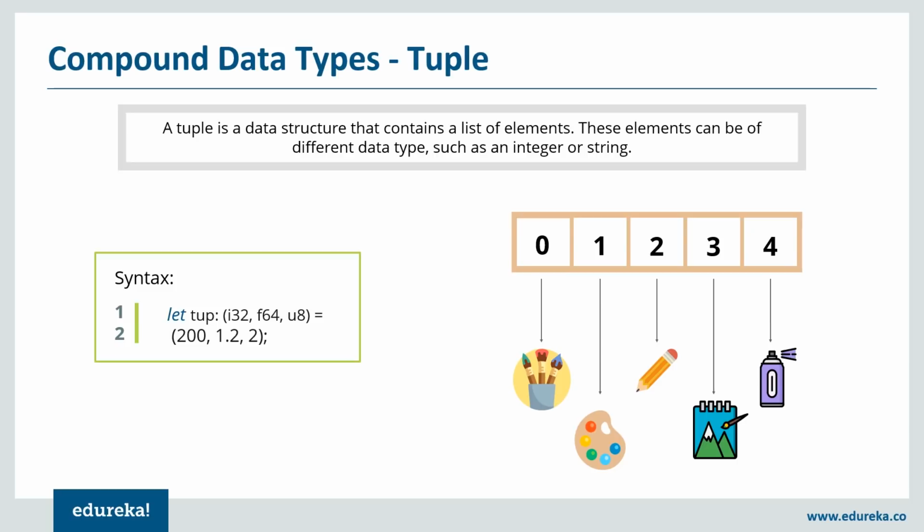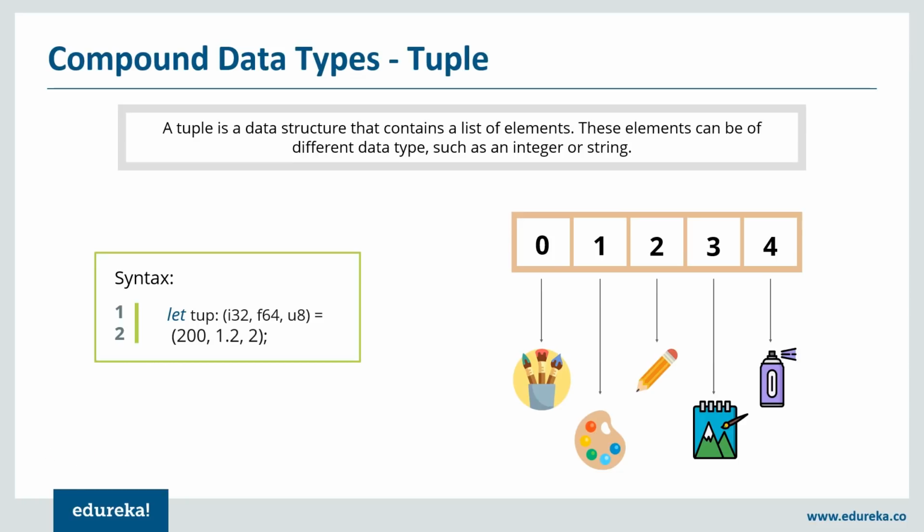Now these elements can be of different data types. They can be integers, they can be strings, and they can be a mix of different values. One important point about tuples is that they have a fixed length. Once you declare them, they cannot grow or shrink in size. So this way they're similar to arrays. They have a fixed length. Now, this is an example of a tuple.